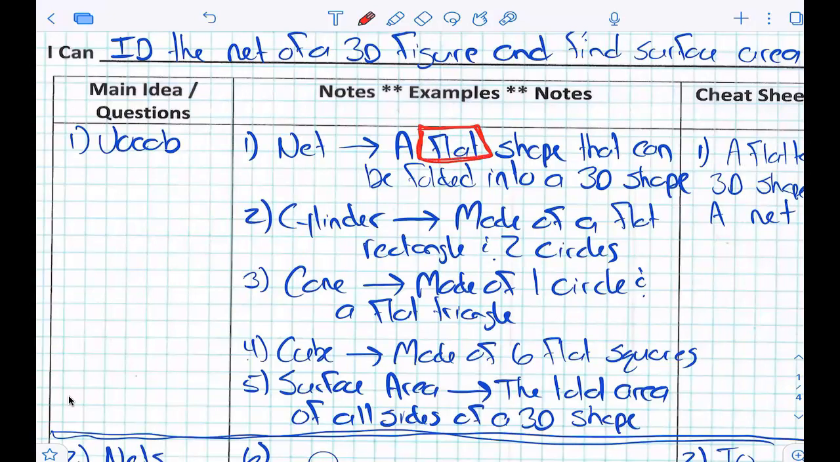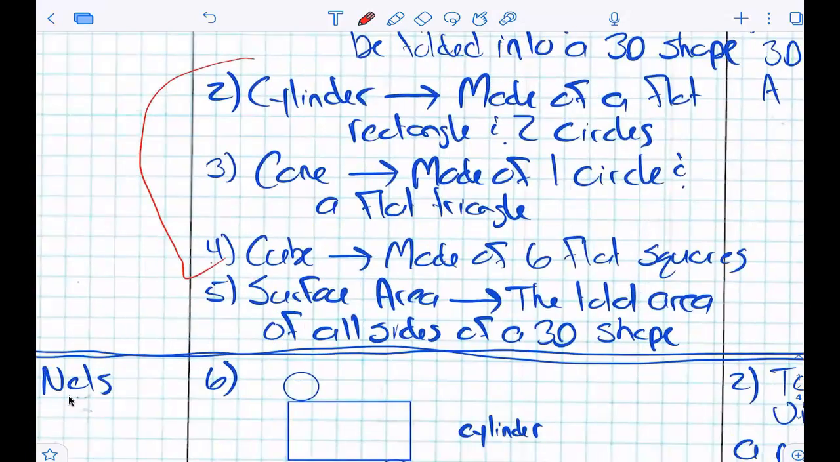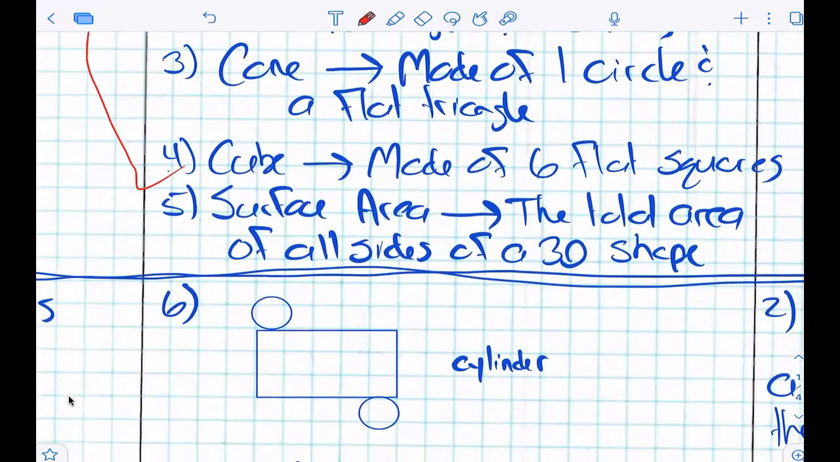You flatten it. Okay? Cylinder, cone, cube, surface area. Cylinder, cone, cube. These are all things we'll talk about in a second, so I'm going to skip over those. Surface area, that's a big one. Surface area is the total area of all sides of what kind of shape? 3D shapes. So I take a 3D shape, I count up all the sides, I find the area of all the sides. That's my surface area, right?